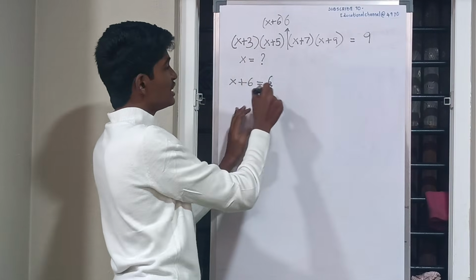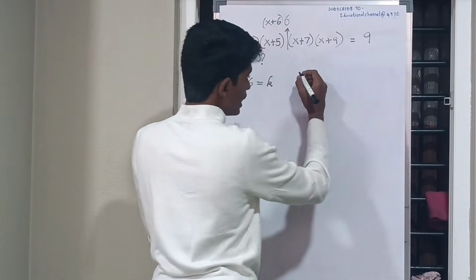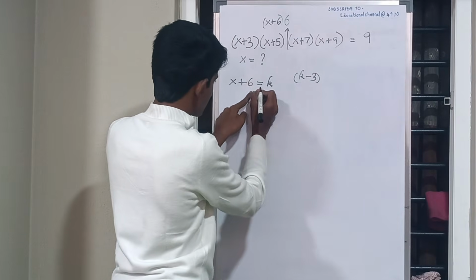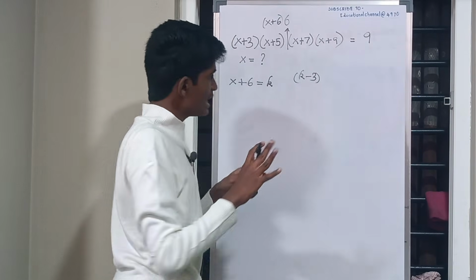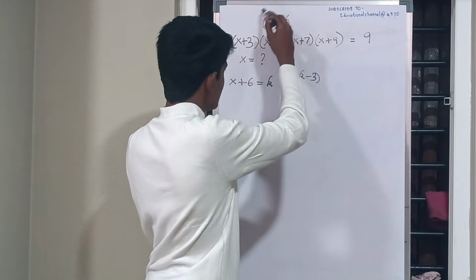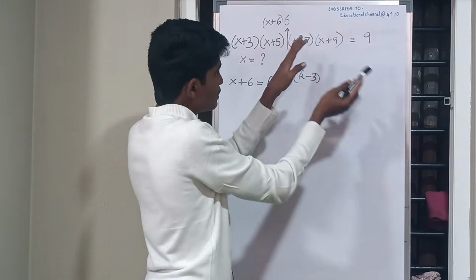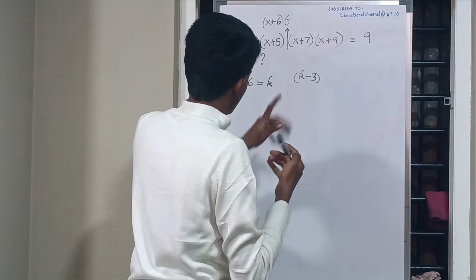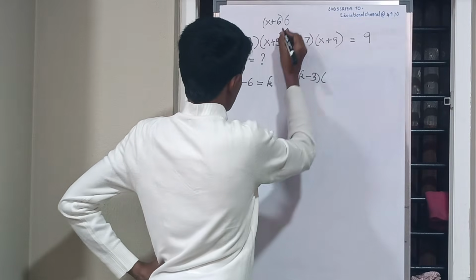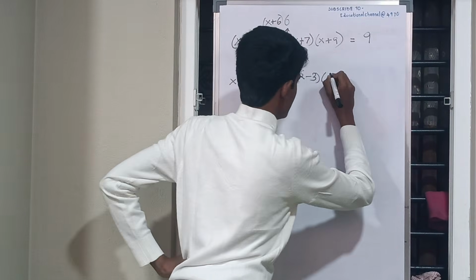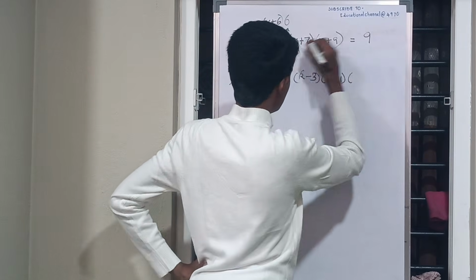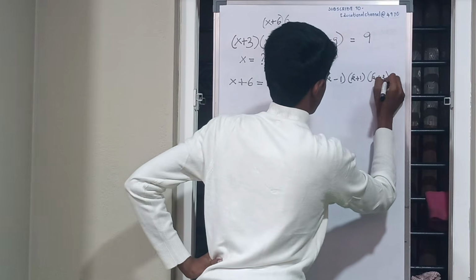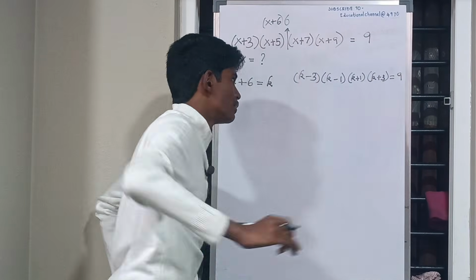Now, what is x plus 3 in terms of k? K minus 3. Am I right? K minus 3 means x plus 6 minus 3, which is x plus 3. So I expressed x plus 6 as k and I am expressing these 4 terms in terms of k. I will show you why. So k minus 3, and x plus 5 is k minus 1. Similarly here it is k plus 1 and here it is k plus 3 and the product is 9.